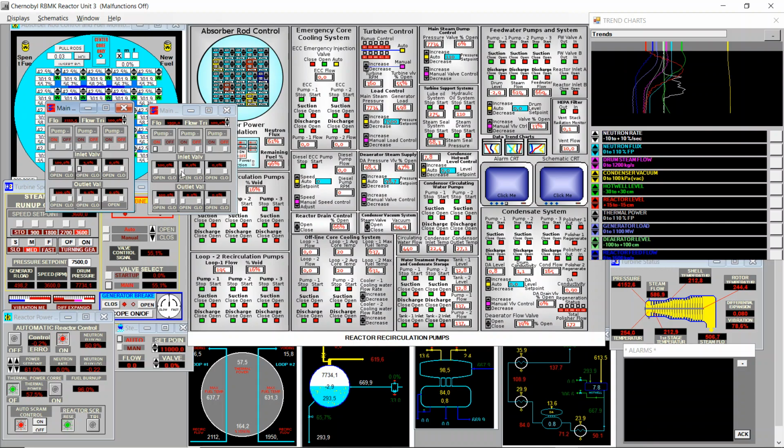We open the inlet valve, and at the same time we can just turn on the third one, so we will not need to do it later to go to 100% power. We turn on the pumps 2 and 3 of loops 1 and 2, and open the outlet valves. Okay, we're done with the loop 1 and loop 2 recirculation pumps.